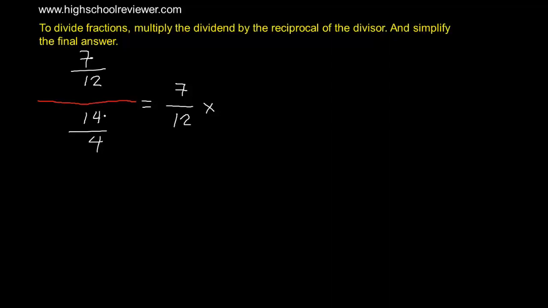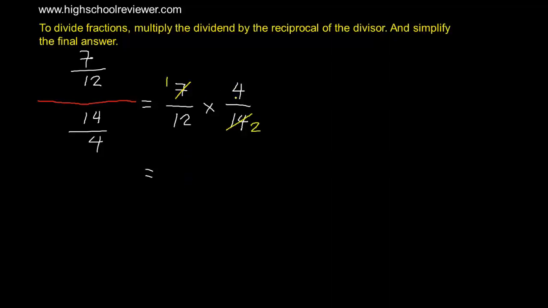If we get the reciprocal of 14 all over 4, the numerator becomes the denominator, and the denominator becomes the numerator, so it will be 4 all over 14. Before we multiply fractions, let us see first if we can cancel out some terms. 7 and 14 can be divided by 7, since 7 is common between them. 7 divided by 7 is 1, and 14 divided by 7 is 2.